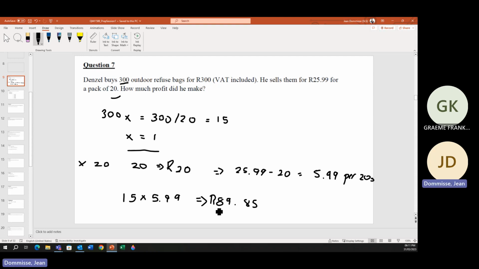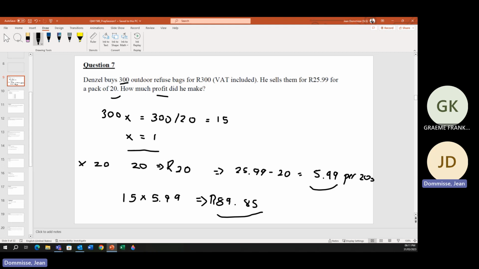Okay, so if they ask you how much profit he made per 20 bags, it will be R5.99. If I ask you how much he made for all 300 bags, it is 89.85 rand. So again, they can ask you how much profit you made in total, or how much profit you made per 20 bags.